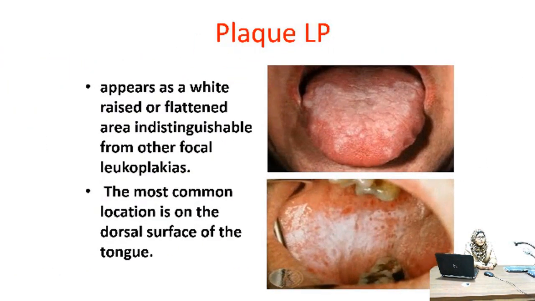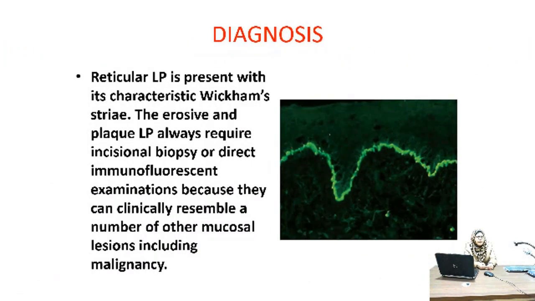Plaque lichen planus appears as a white, raised or flattened area indistinguishable from other focal leukoplakia. The most common location is the dorsal surface of the tongue. The diagnosis of reticular lichen planus is characterized by striation. The erosive and plaque forms require incisional biopsy and direct immunofluorescent examination because clinically they can resemble a number of other mucosal lesions, including malignancy.